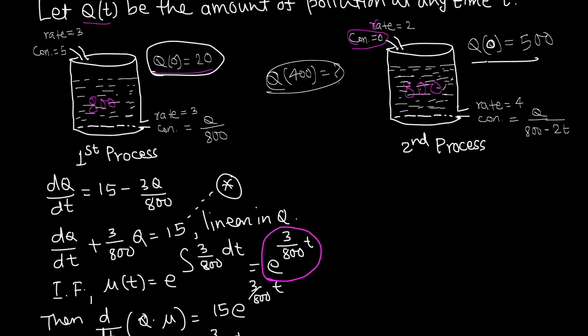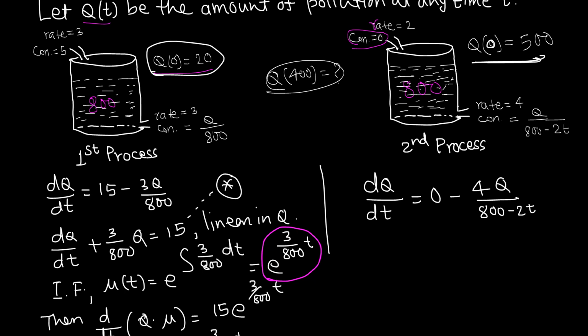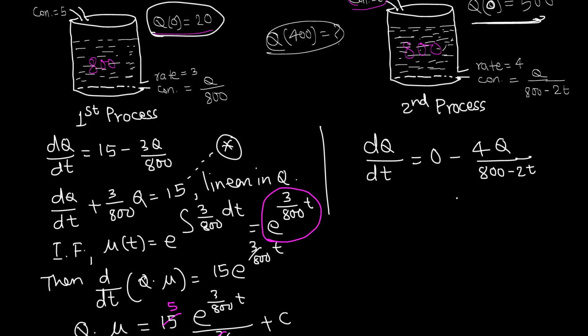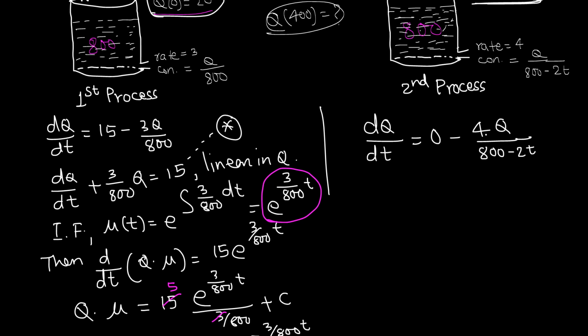Initial value is here, so we need to write down the differential equation. That will be dQ over dt equals rate times concentration: 2 times 0, just 0, minus 4 times this, so 4Q over 800 minus 2t. Okay, this is separable as well as linear, so we can do separable or linear, doesn't matter.